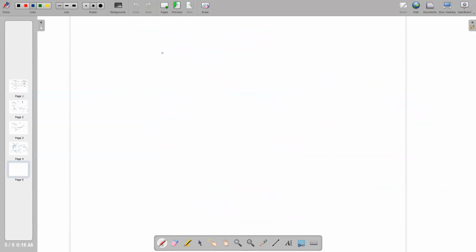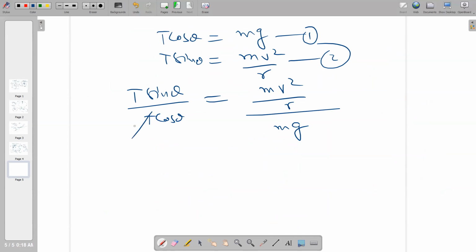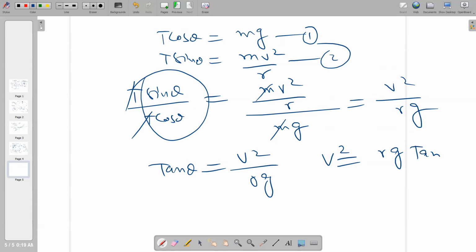So I divide this equation. T cos theta is equal to mg, equation number 1. T sine theta is equal to mv square over r, equation number 2. So T sine theta divided by T cos theta is equal to mv square over r divided by mg. So T will cancel and m will cancel. This is v square over rg. And sine theta over cos theta is tan theta, and this is equal to v square over rg. So v square will be rg tan theta, and v is equal to the square root of rg tan theta.